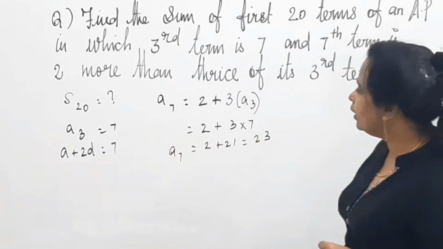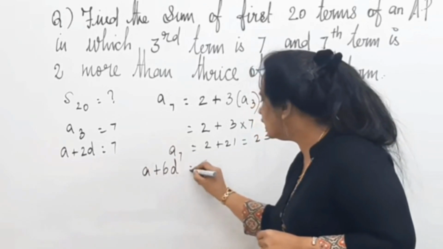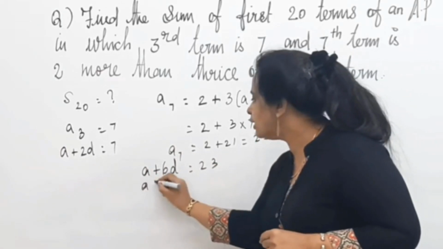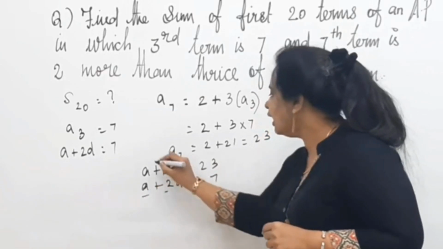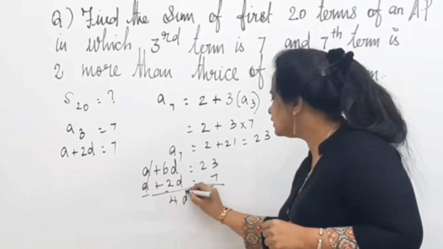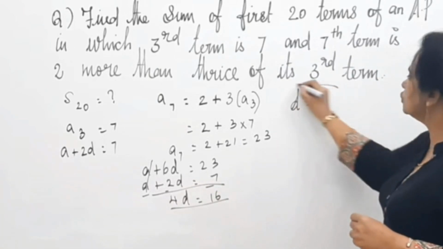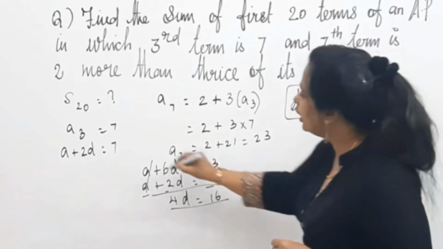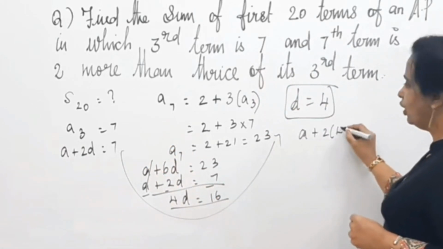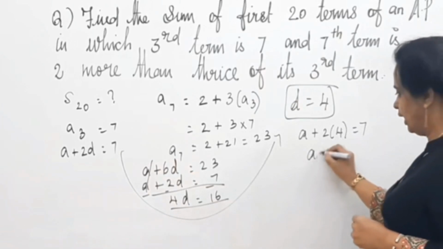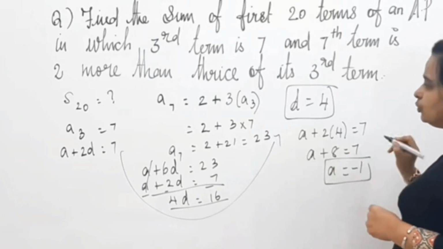So now I would write this equation: A plus 6D is equal to 23 and A plus 2D equal to 7. So on cancellation, I would get 4D is equal to 16. That means my D is equal to just 4. So substituting in any one of these equations, A plus 2 into 4 is equal to 7. So A plus 8 is equal to 7. A is equal to minus 1.